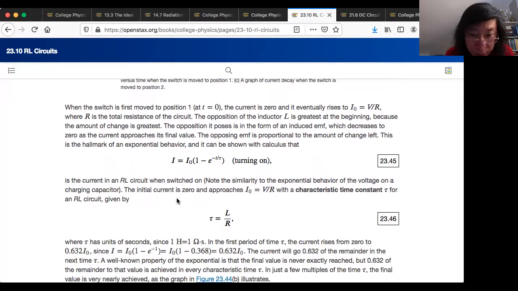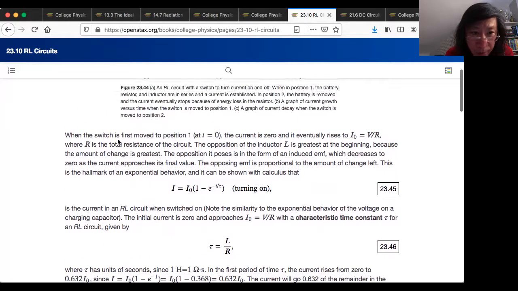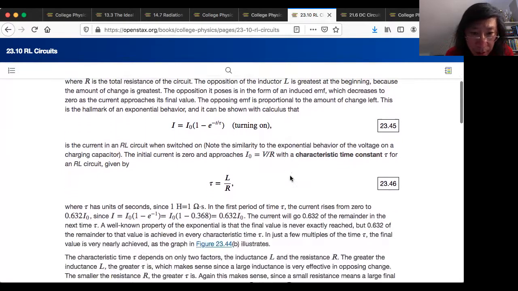The current starts at 0 because at time 0, e to the minus 0 is 1, so 1 minus 1 is 0. And so eventually the current goes all the way up to its maximum, with R being the total resistance of the circuit. So the opposition of the inductor drops and drops until you wind up with the current at the highest level.